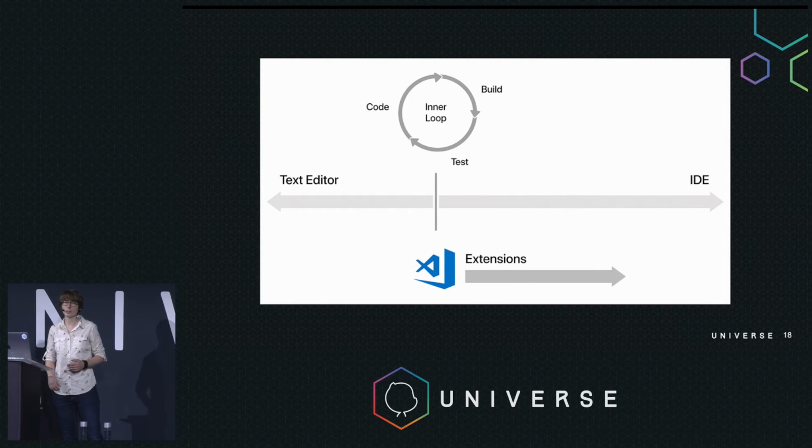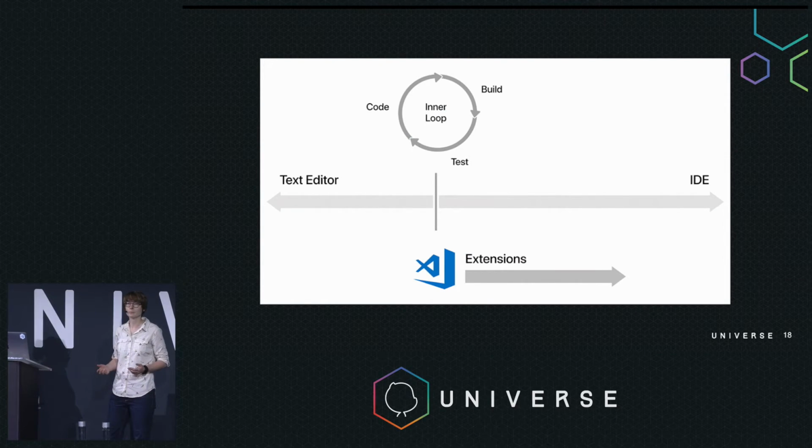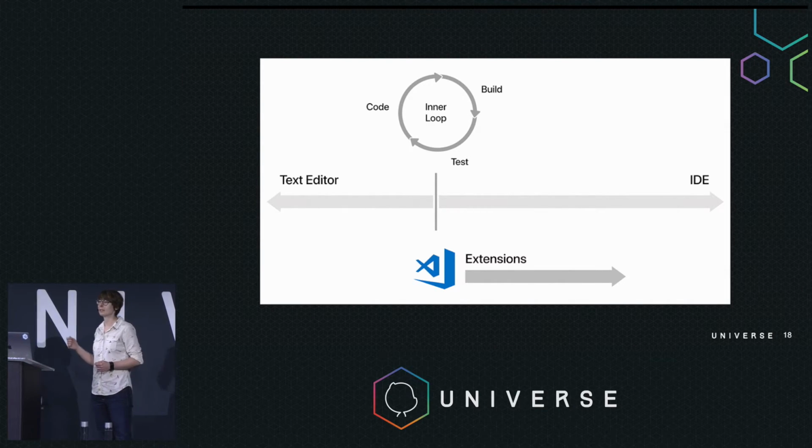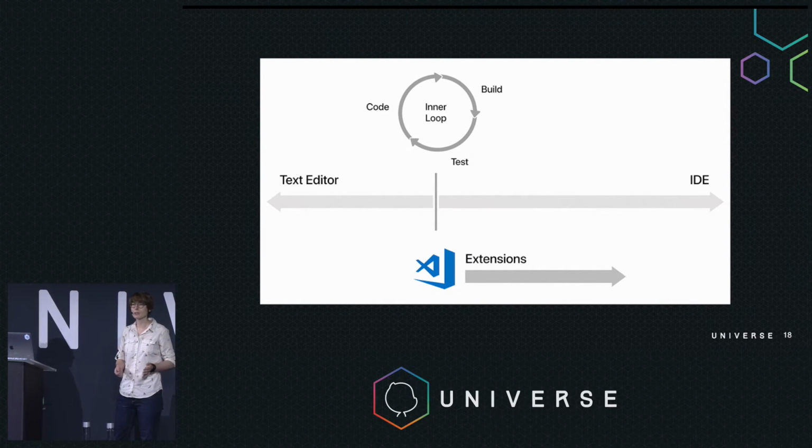So we decided that we wanted to bring code review features to VS Code. And whenever we're adding a new feature to VS Code, the first question we have to answer is, does this belong in the core of VS Code, or should this be implemented as an extension? We can think of code editors as being on a spectrum between pure text editors and heavyweight IDEs. And we want VS Code to be in the sweet spot between these. That is, we want it to be as lightweight as possible, while still maintaining the best support for the developer's inner loop, the cycle of coding, building, and testing.